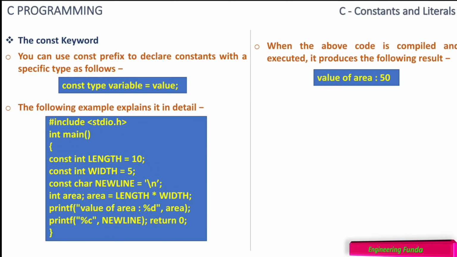These constants are very much useful. You define the constant based on your need. For example, like this length: if the length is not going to change throughout the execution of the program, you will make it a constant value, because the execution becomes very fast.